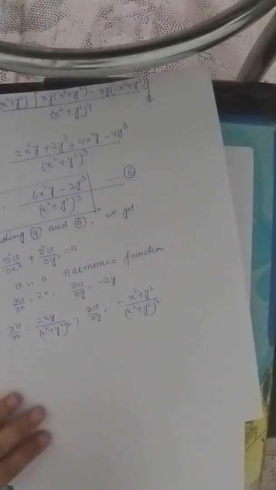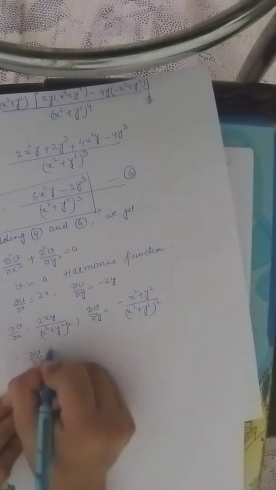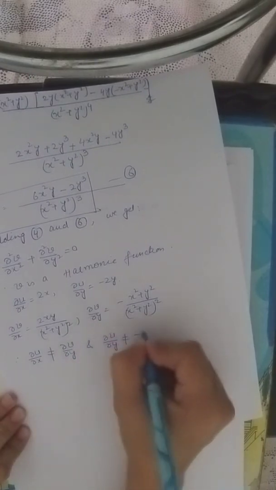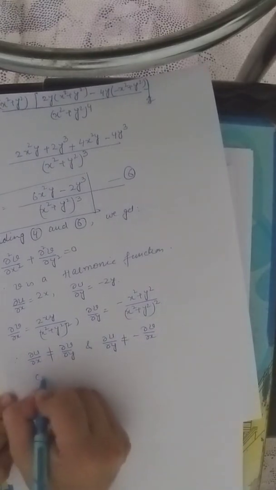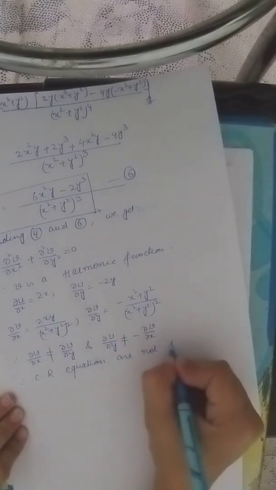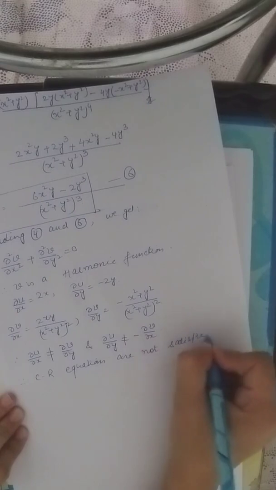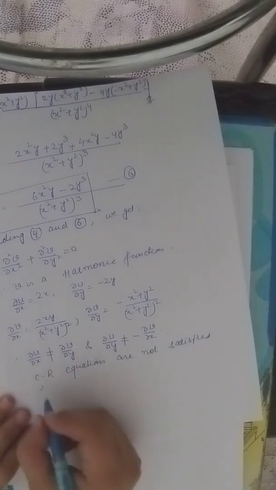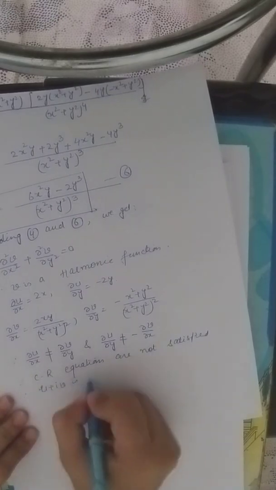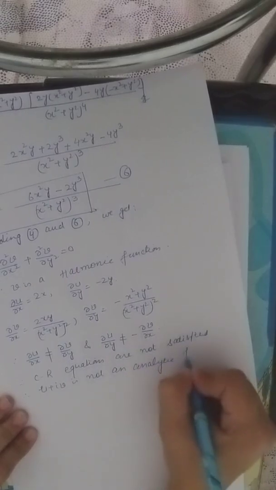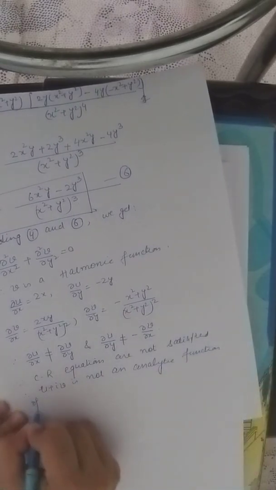And therefore ∂u/∂x is not equal to ∂v/∂y, and ∂u/∂y is not equal to -∂v/∂x. Therefore the CR equations are not satisfied, and therefore u + iv is not an analytic function of z.